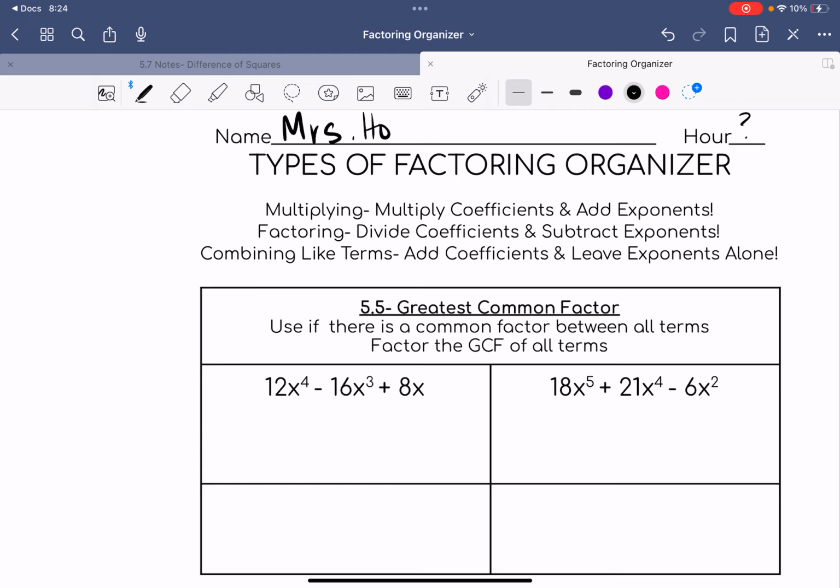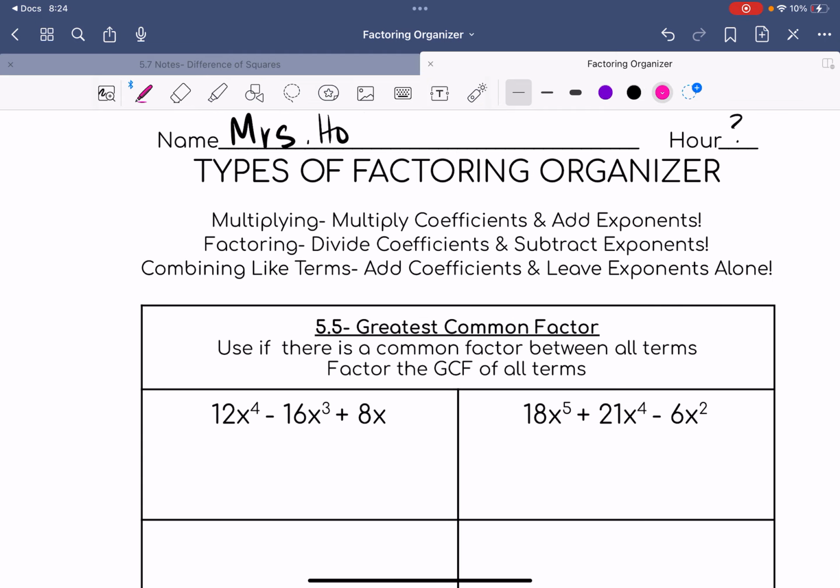So the first thing I have up here is some review of what we are doing when we are factoring. When we are factoring, we divide our coefficients and subtract our exponents. When we are multiplying things out, we multiply our coefficients and add our exponents. Knowing the difference there and knowing that multiplying and factoring are the opposite of each other is really important. We are actually going to do every example after we factor it. We're going to multiply it back out to check our answers. And the last thing I have here is, once we are checking our answers and we want to combine like terms, we add our coefficients and we leave our exponents alone. We don't change our exponents at all there.